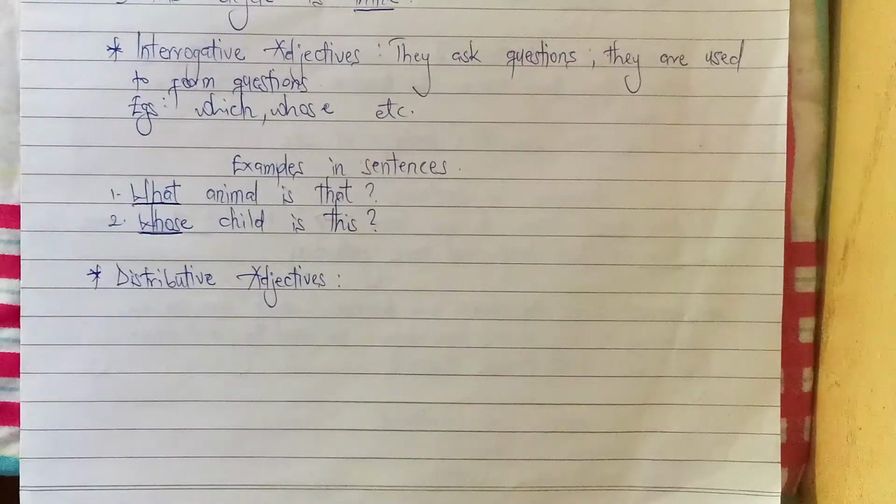Okay, so the next, distributive adjectives. Distributive adjectives describe specific members of a group. So let's say, for instance, there are 7 people in a group. What a distributive adjective does is talk about one particular person of the group or a number of particular people of the group. Examples of distributive adjectives are each, any, either, neither, etc., etc.